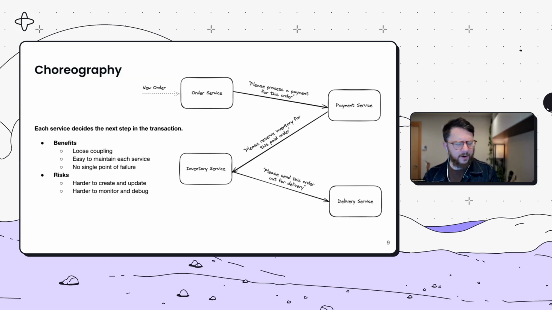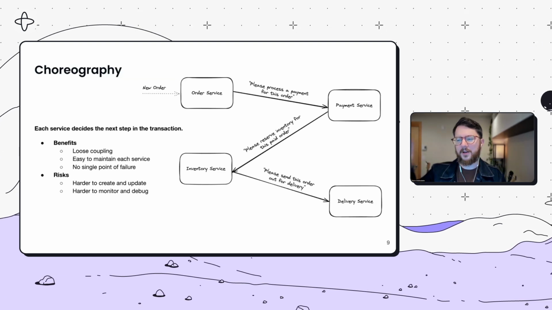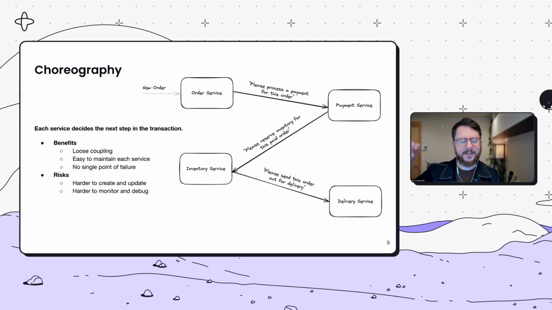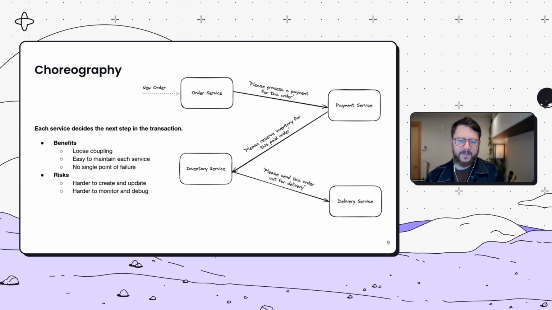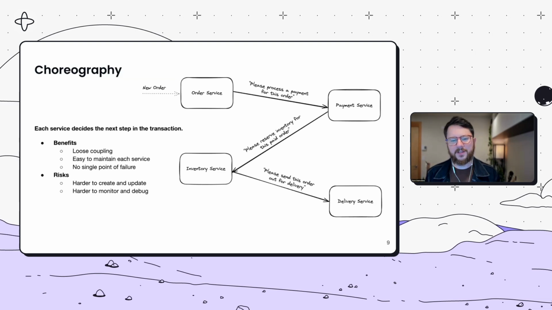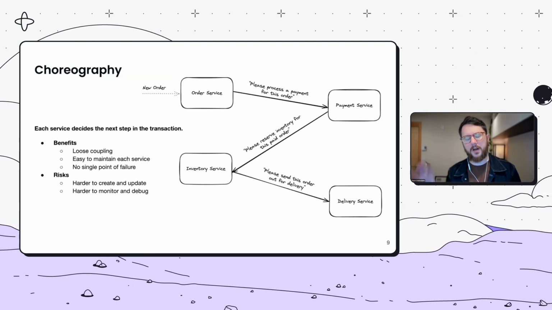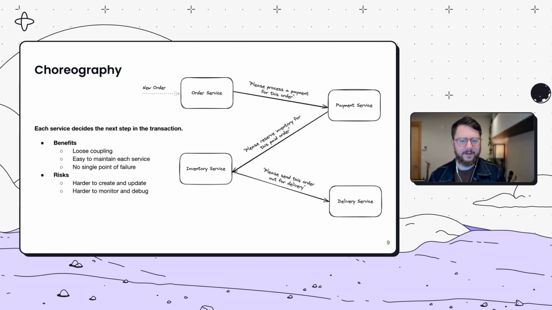The benefit of choreography is that you get this loose coupling. Each service really is only looking after the requests it takes, and the subsequent action. It's only responsible for that. And so it's easy to maintain each individual service. And there's also no single point of failure. If one of these services goes down, the other services are more or less unaffected, right?